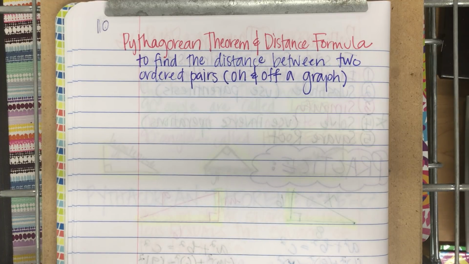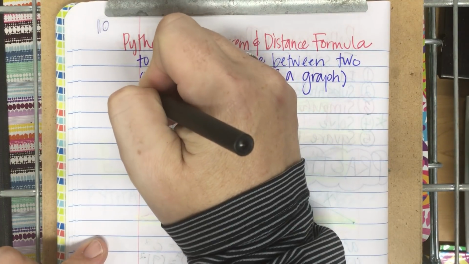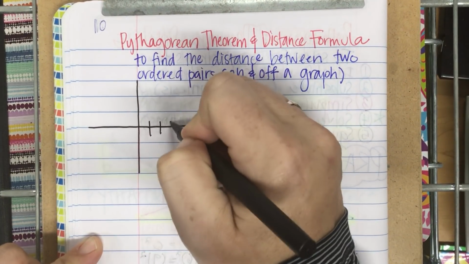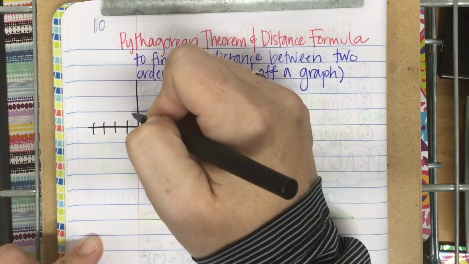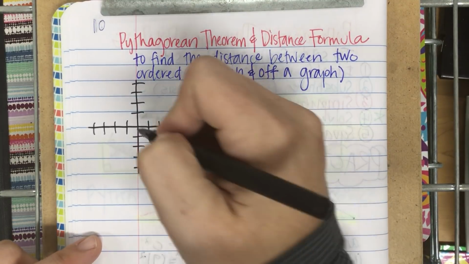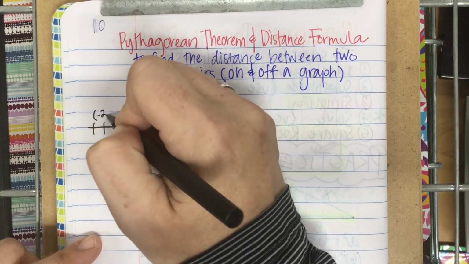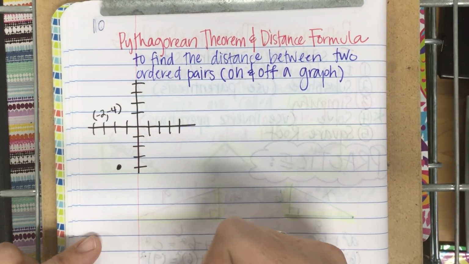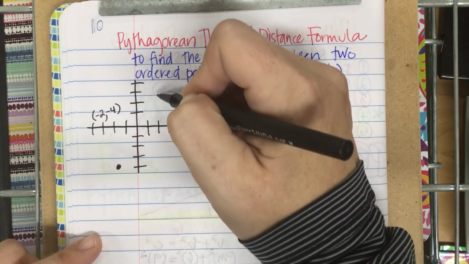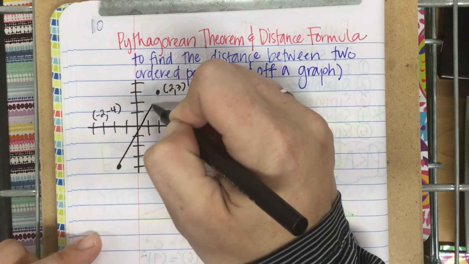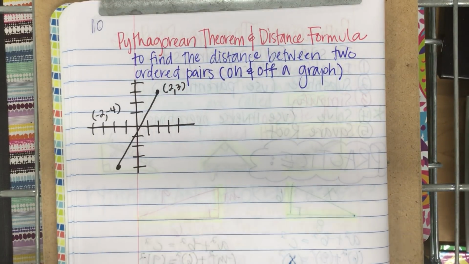So here's an example. Let's draw a really easy graph. 1, 2, 3, 4, 1, 2, 3, 4, 1, 2, 3, 4, 1, 2, 3, 4. And let's put some ordered pairs. Let's do -2, -4. And let's do 2, 3. If you look, that's a diagonal line between -2, -4, and +2, +3.